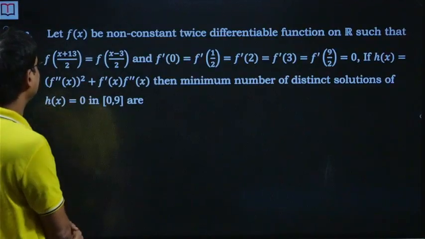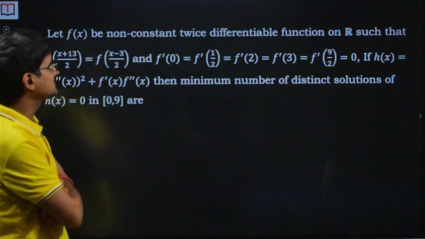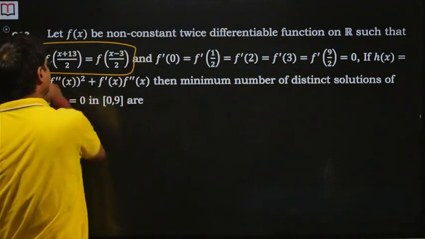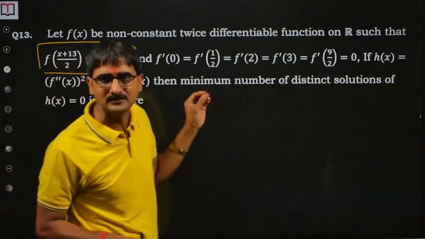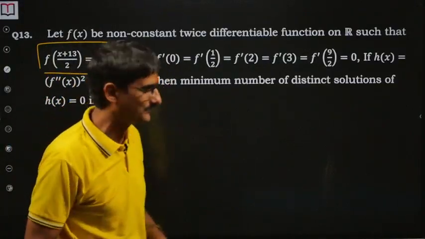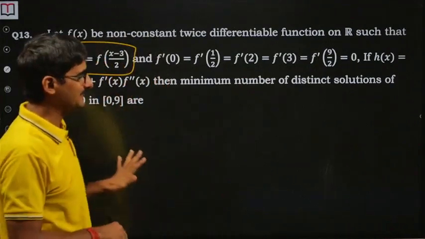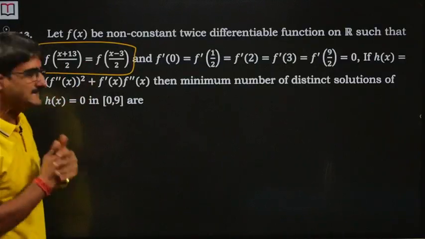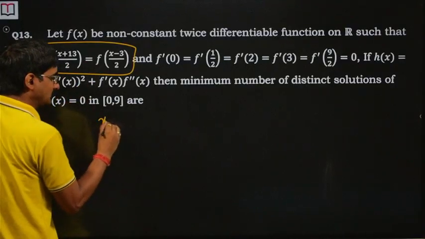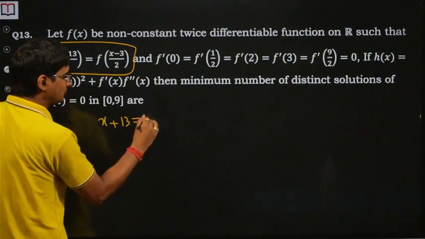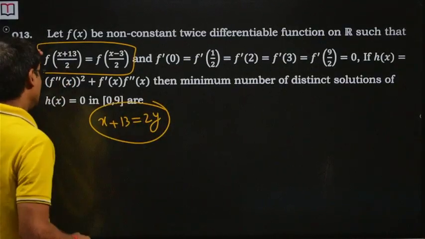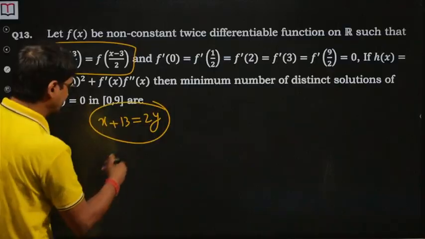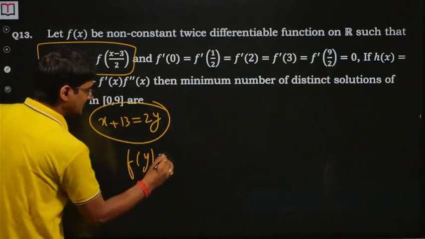Moving to question number 13. f(x) be a non-constant twice differentiable function on the reals. For this I just try to find, is this function a symmetric function about any point? About any point. It will take 5 minutes more. So about any point or not. So for that, what I tried actually was, I replaced it with 2y, something like that.